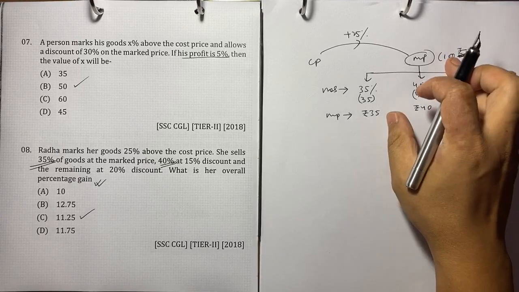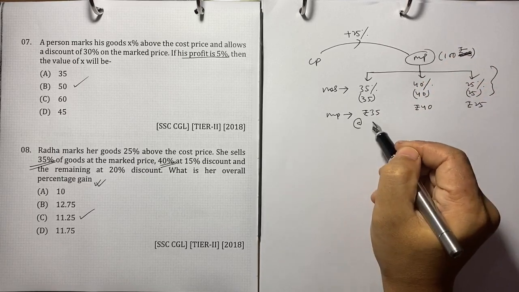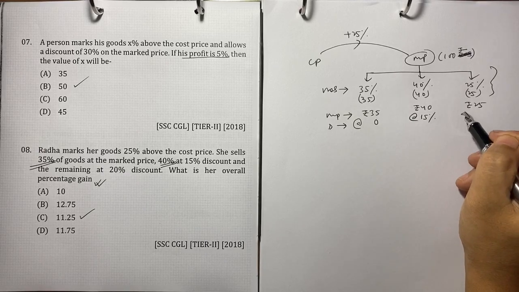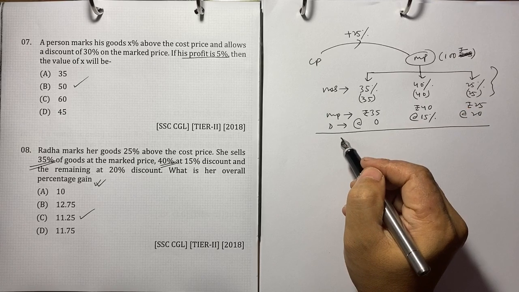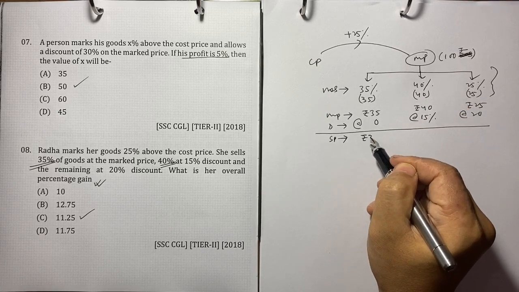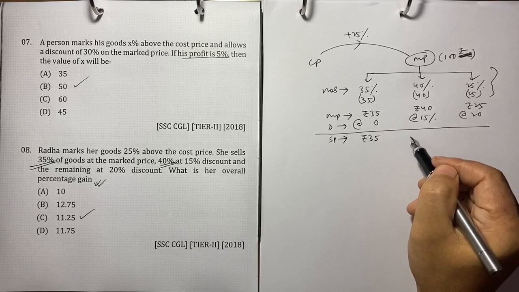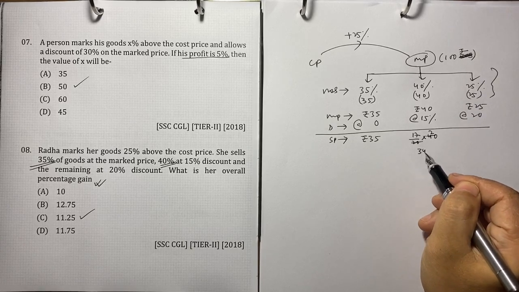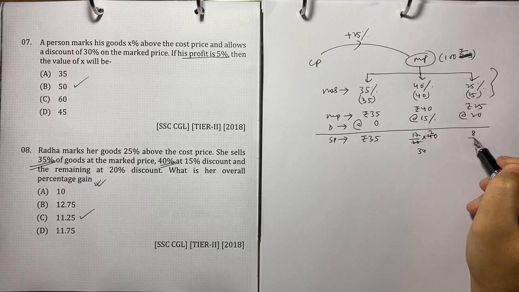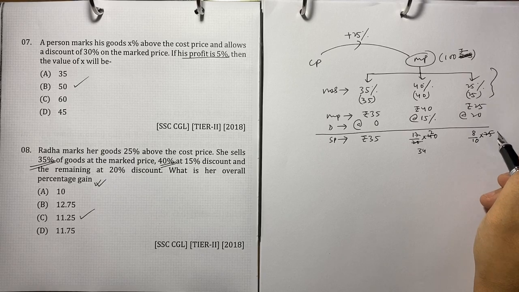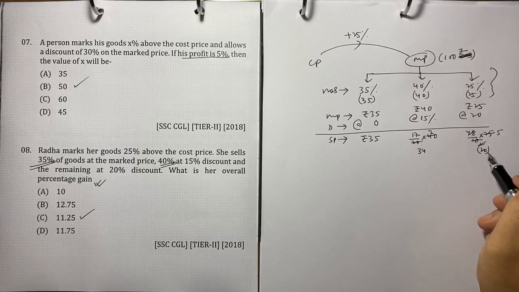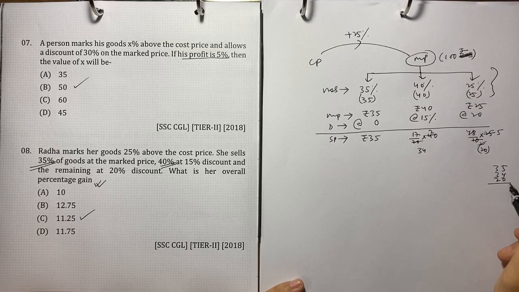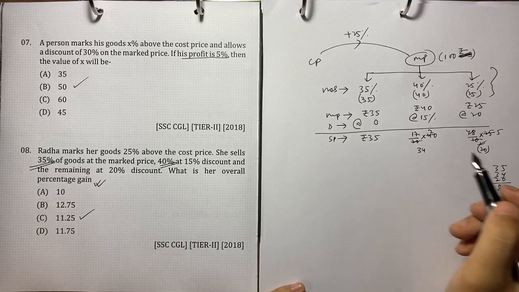Now the discounts. For the first part the discount is zero, for the second it is 15%, and for the third it is 20%. Finding the selling price: for the first it is simply rupees 35. For the second it is 85%, which is 17 by 20 into 40, so cancel, this will be 34 rupees. For the third, with 20% discount, the selling price will be 80%, 80 divided by 100 into 25, cancel 5, cancel 2 4, this will be 20. So 35, 34 and 20 give a total selling price of rupees 89.